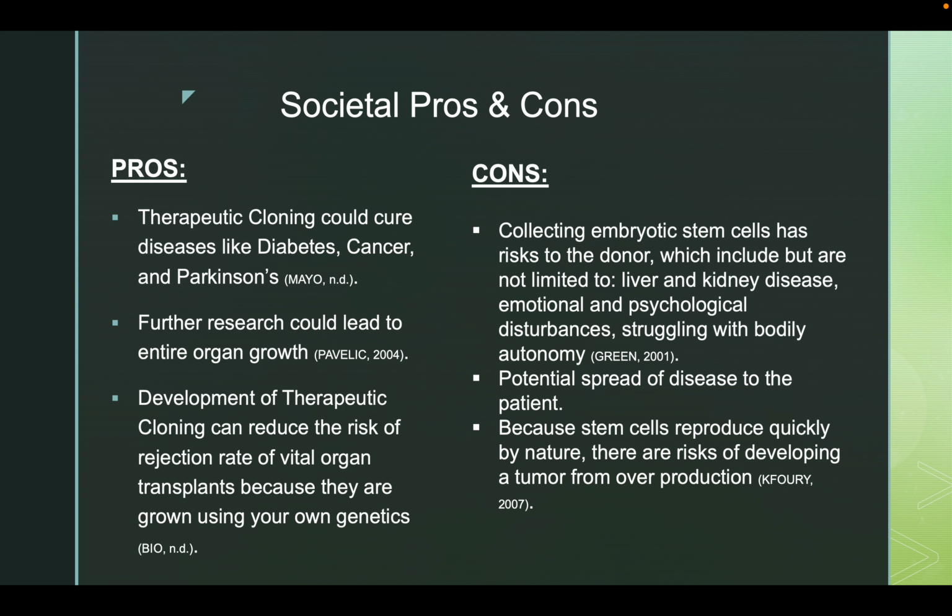And then we're going to look here at the societal pros and cons. So, pros, starting there. Therapeutic cloning could cure diseases like diabetes, cancer, and Parkinson's. Off the cuff, that is an incredible thought, right?